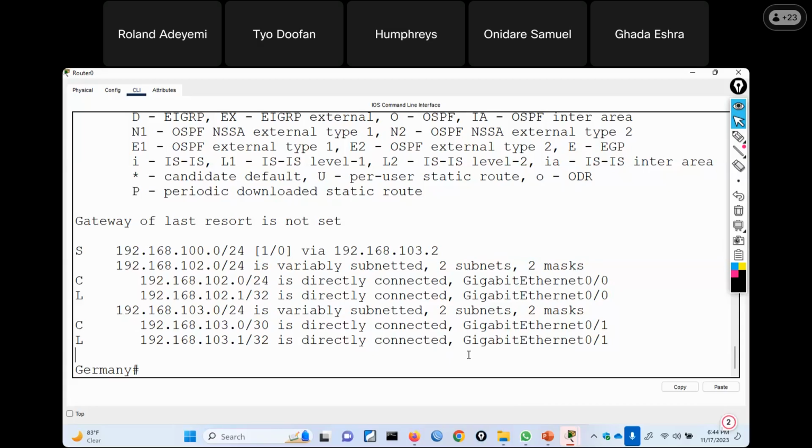So now we have that network in the routing table of our router. Thank you, doctor. So the Germany router can send a reply back. Let's find out.